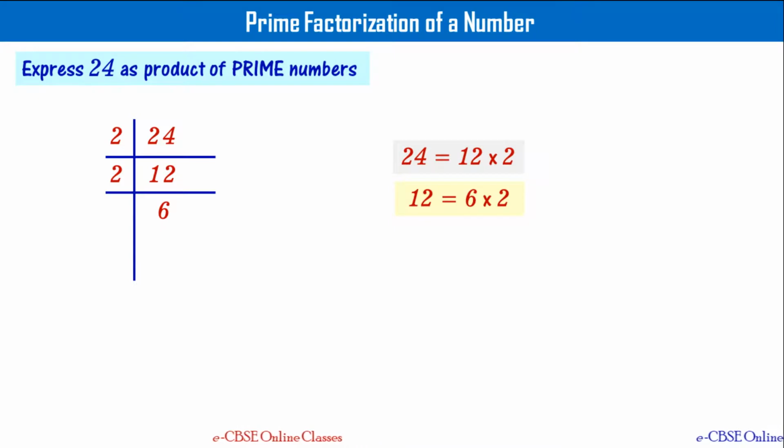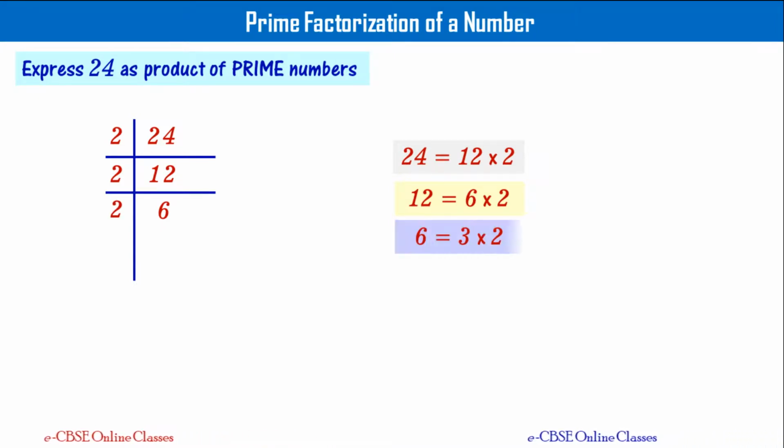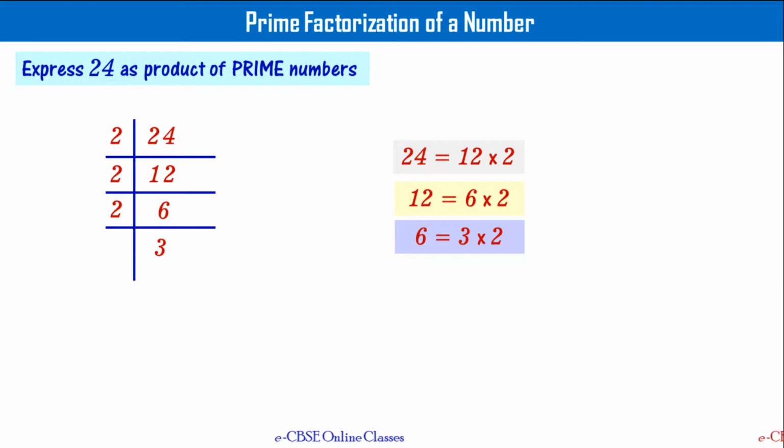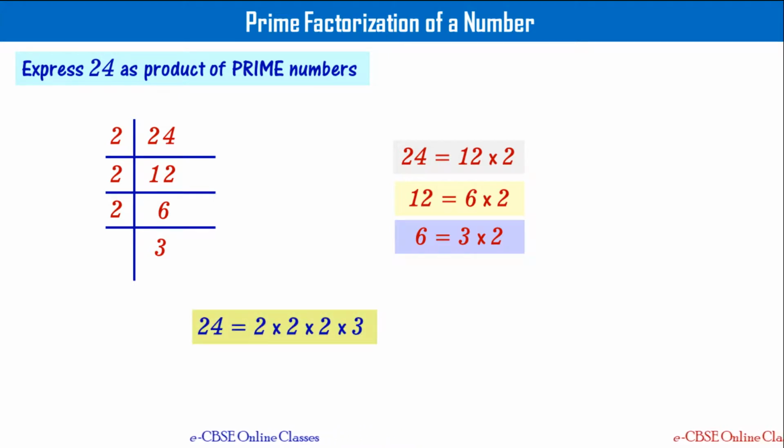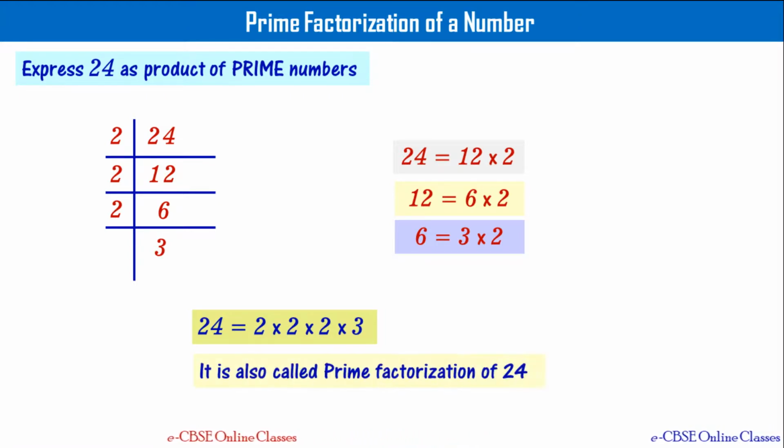And 6 is also a composite number. So let me divide that again with 2. And you get 3 as the answer. 3 is a prime number. So we stop here. And write 24 as 2 times 2 times 2 times 3. In this case, we have expressed number 24 as product of prime numbers, right? It is also called prime factorization of number 24. Please take a note of that.